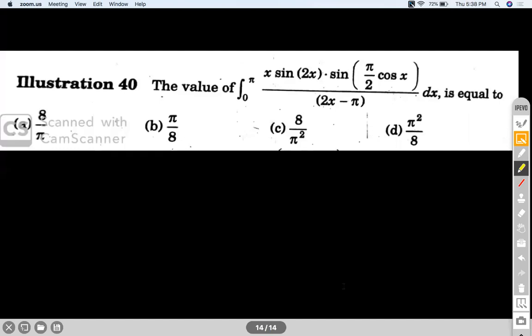No, that's not right, Sujan. B is also not right. No, that is also not right, Omkar. No, Santosh, not right. No, Gaurav, not right.